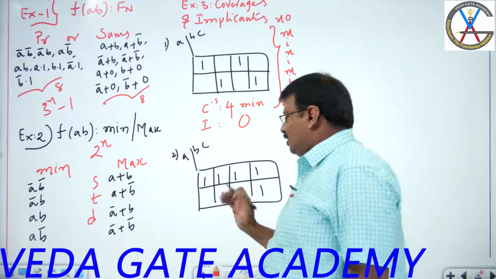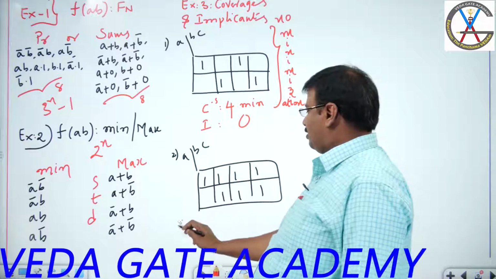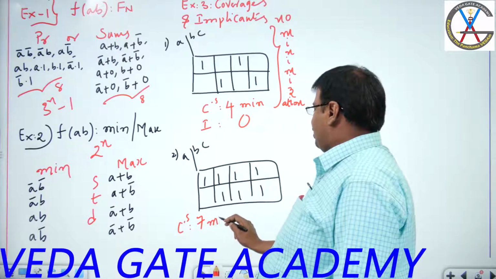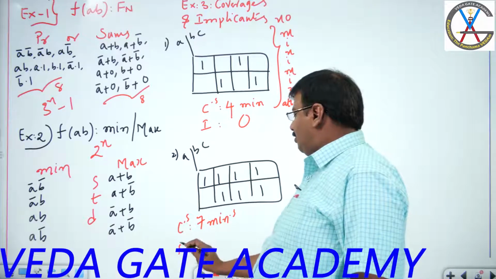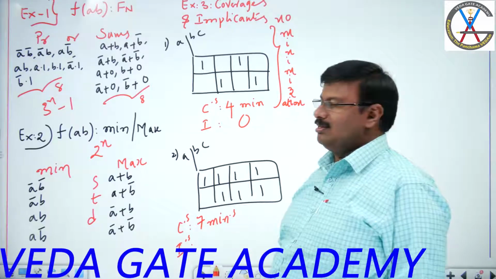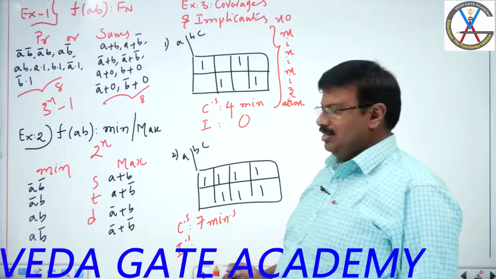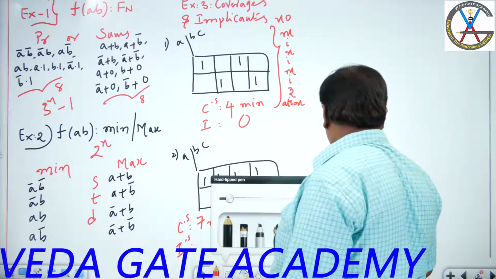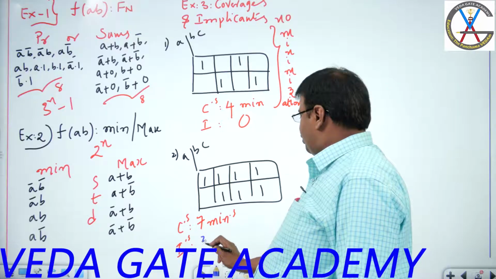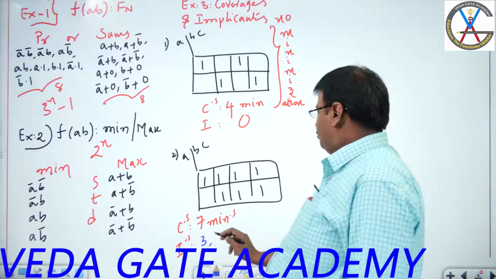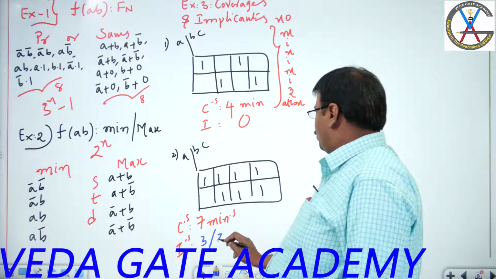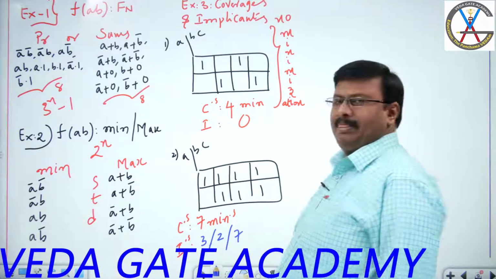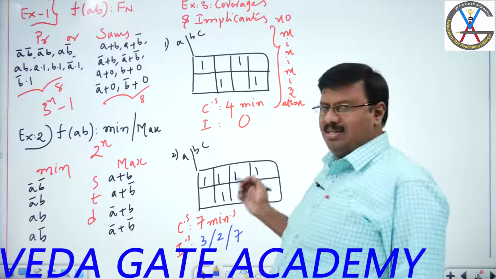Yeah. So in this example, how many are the coverages? 4 plus 3, 7. 7 minterms. How many are the implicants? Guess. When I give this question to the students, many of the students have answered. Implicants in this are, say, 3. Some people said 3, some people said 2, and some people said 4 plus 3, 7. So 3 or 2 or 7. How many are the implicants in this?